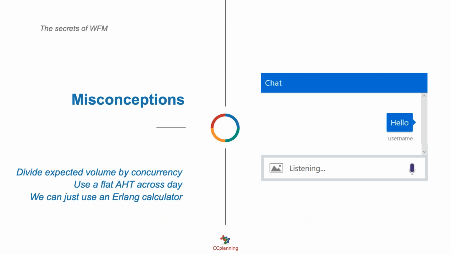And the first one is concurrency. One thing, and it'll come up again as I speak, is we often say, well, it's 300 chats tomorrow, every agent can have 3 open. So if you divide that by 3, that gives us a volume of 100, and then use Erlang. And of course, now I've just spotted a typo: it should say we can't just use an Erlang calculator.